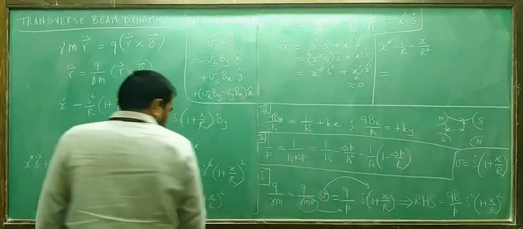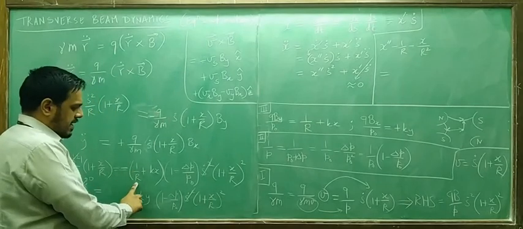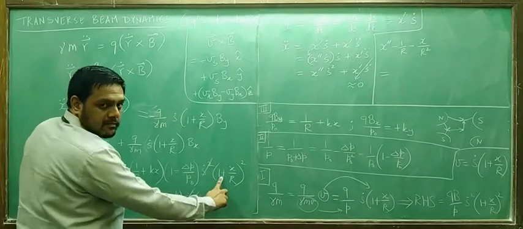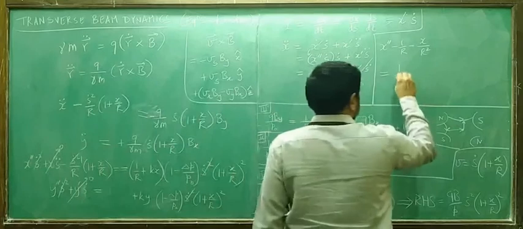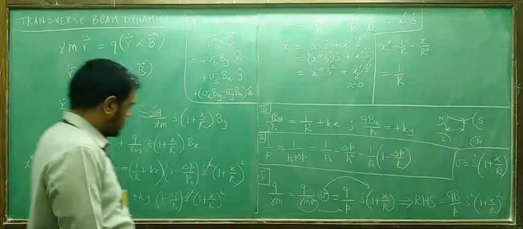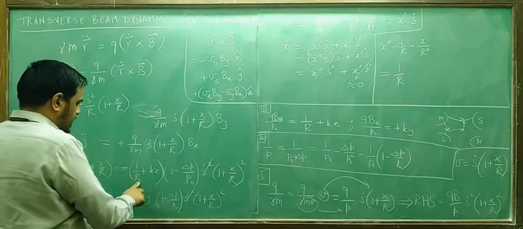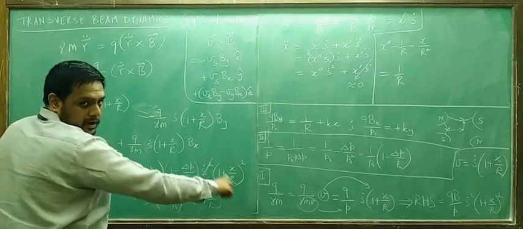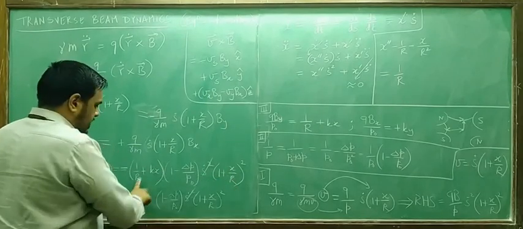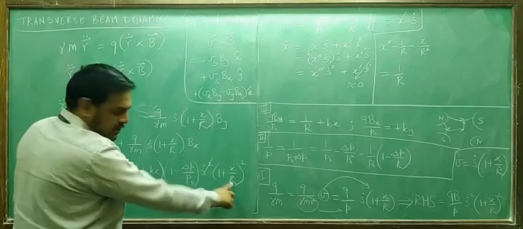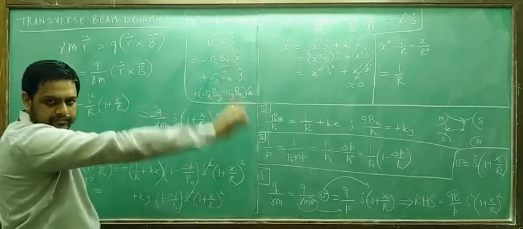What is the most dominant term? 1 by r into 1 into 1. That is going to be there. So 1 by r plus 1 by r into 1 into this small term. See, take dominant term into small term. Dominant term into small term, write that. Okay.